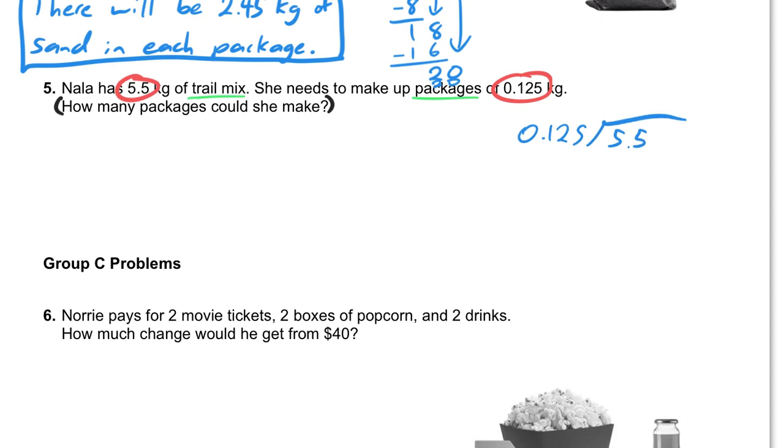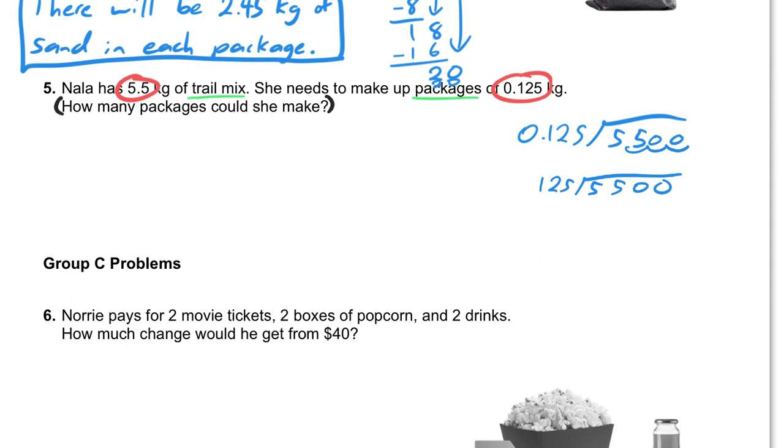Now I don't like to have any decimals in this number here, so let's get rid of them. We're going to move it 3 spaces to the right and rewrite the question. So it'll be 125 into, and we will also have to move this decimal place over 3 spaces. So it's actually going to be 5,500.